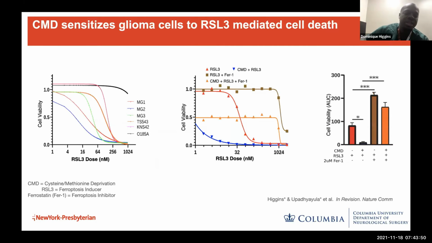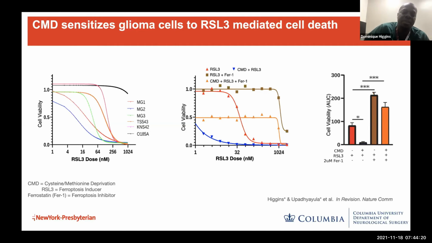And so what we did is we took various glioma lines. The first three, MG1 through 3, were created in a lab with Dr. Knoll and Dr. Bruce at Columbia, which represents more of a low-grade model. We have a few human lines as well. And we did titration curves with RSL3, this GPX4 inhibitor that induces ferroptosis. And we can see that all the lines have varying sensitivity to the drug, but it does induce cell death in a fluorometric cell viability assay.